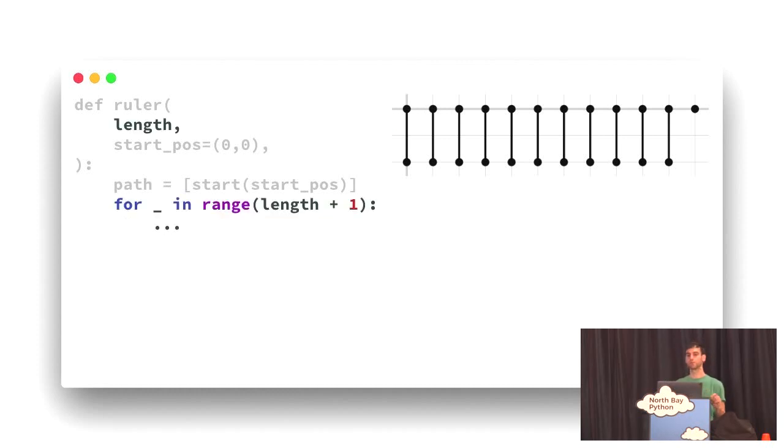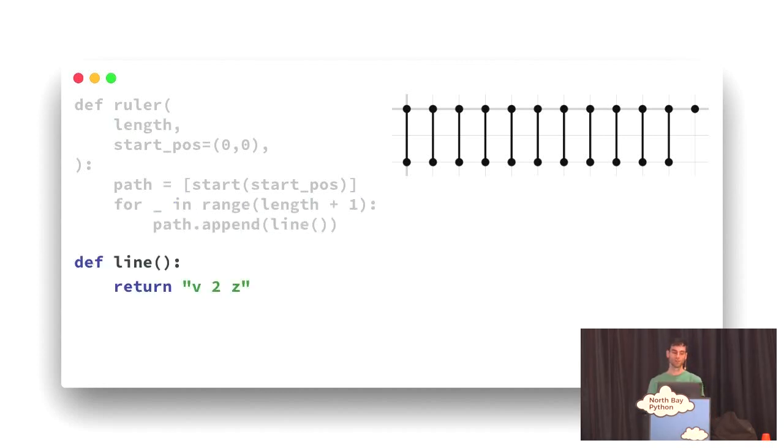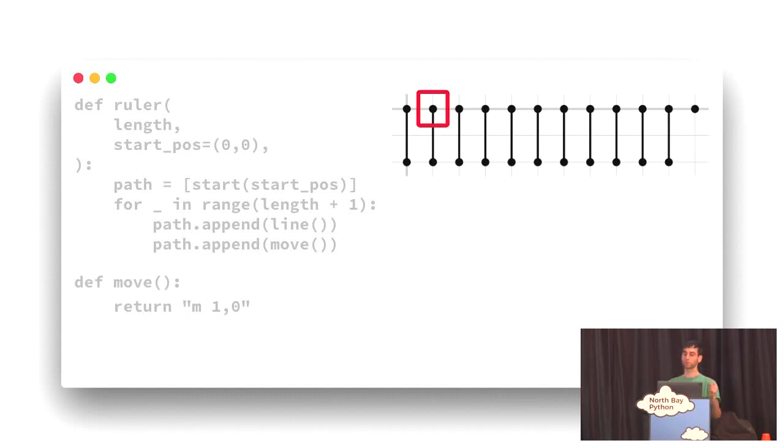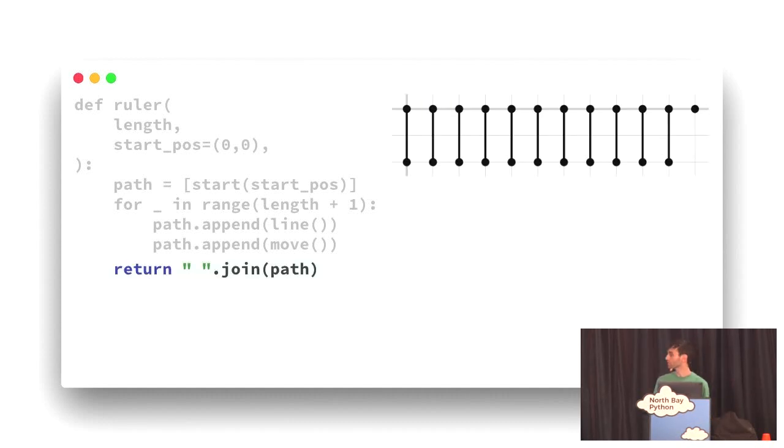Then I'll use a for loop to iterate over all the units for the length of the ruler. And then for each length, I'll call a function to draw a line, which I'll define as using the v command to draw a vertical line of a certain length, followed by z to go back to where it started, giving me my first line. Then I'll follow that with a move function, which I'll define using the m command to move relatively by a unit, moving me to the point where the next line will be drawn. And then finally, I return the entire path joined by spaces.